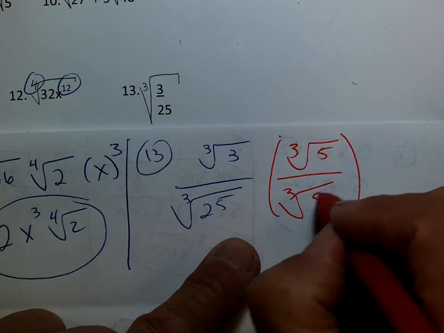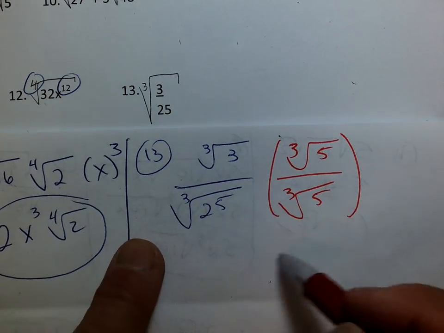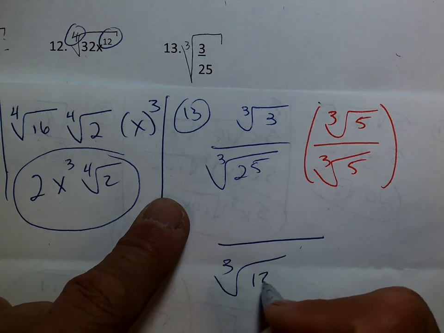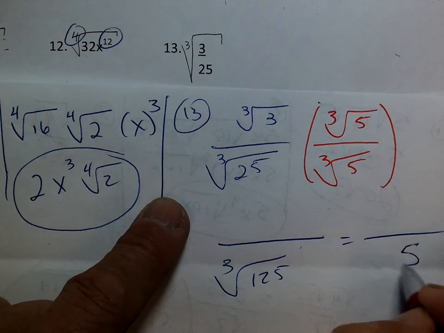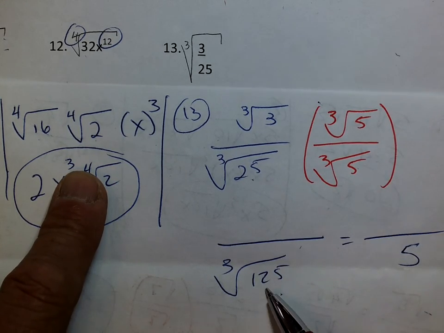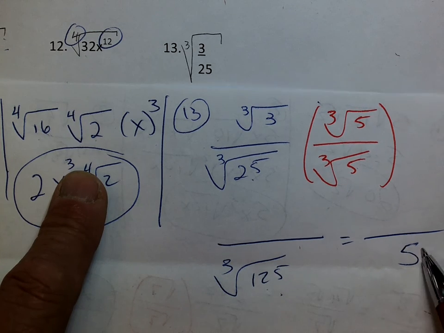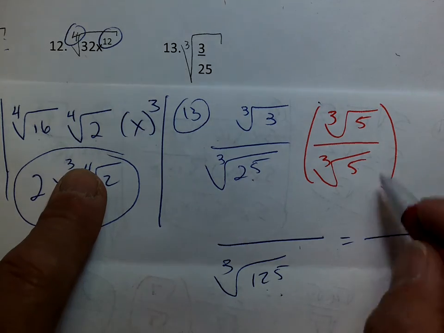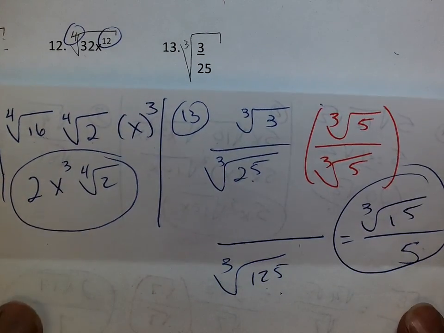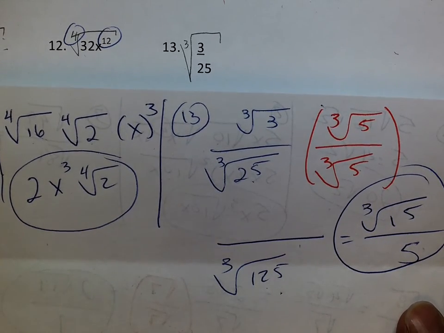Cube root of 5. Because that makes the bottom a cube root of 125, which I know is 5, right? So my goal is to make a perfect cube root. 125 is a perfect cube, so 25 times 5 made my 125, right? Cube root of 125 is 5. Now what's on top? Well, it's just going to be a cube root of 15. That's all. We cleared and rationalized the denominator.